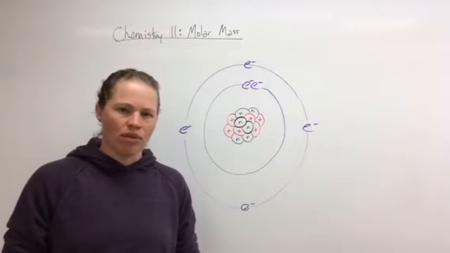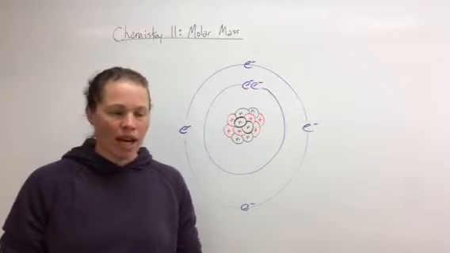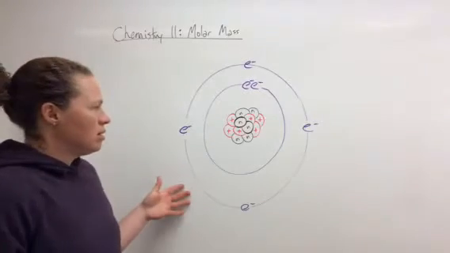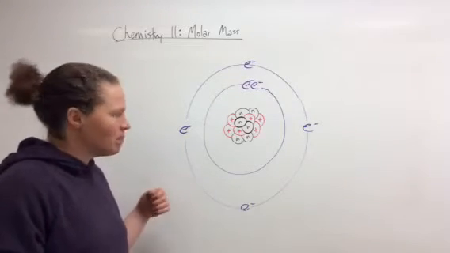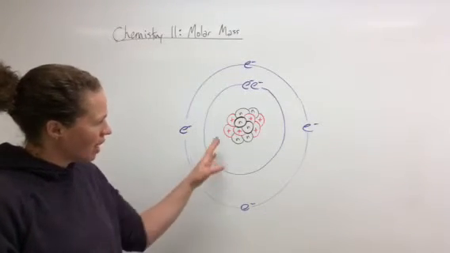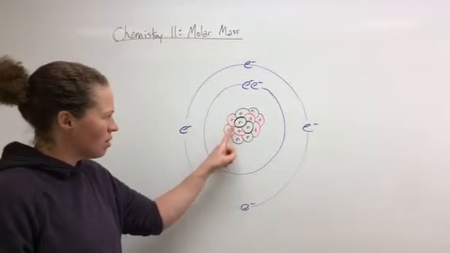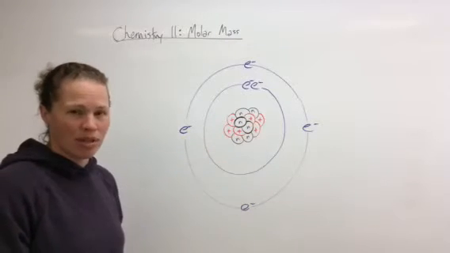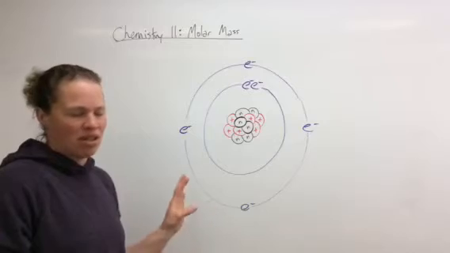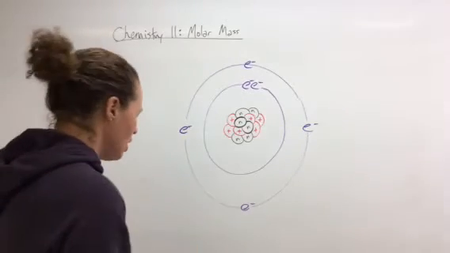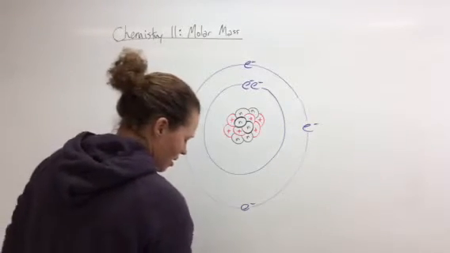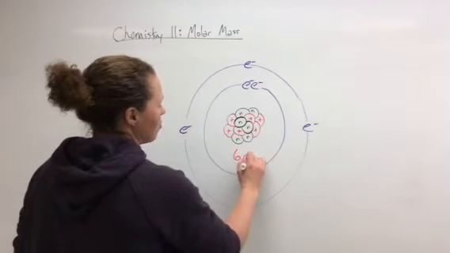So let's do a quick review of what we know about atoms. This is a carbon atom. How do I know that? Well, if I count up the protons, there are 1, 2, 3, 4, 5, 6 protons. This is an artist's rendition. It's not perfect, but you get the idea. So I can say that this has 6 protons in it.